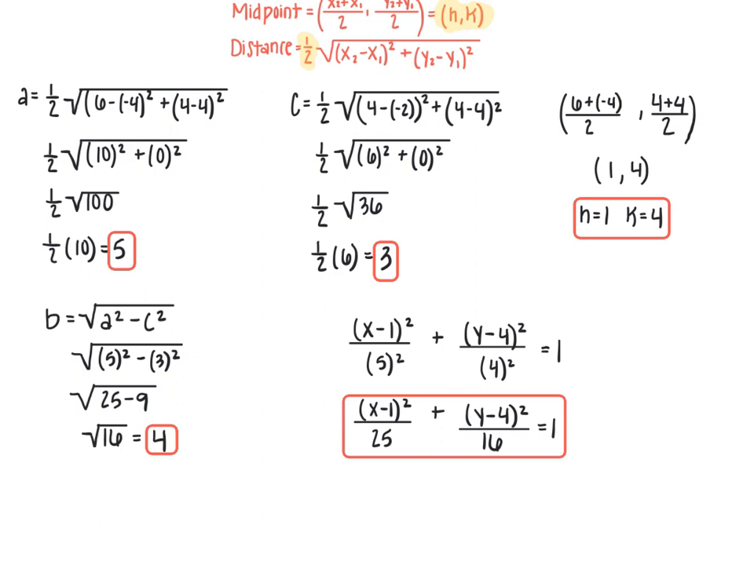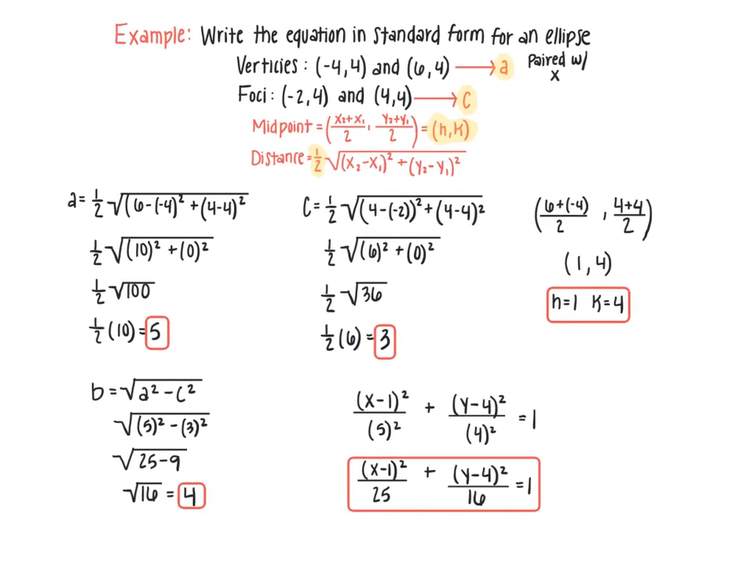So we were able to write the standard form equation of an ellipse given only our vertices and foci. We know it has a center at (1, 4). We know that half the distance between our vertices is 5, half the distance between our foci is 3, and half the distance between our co-vertices is 4.